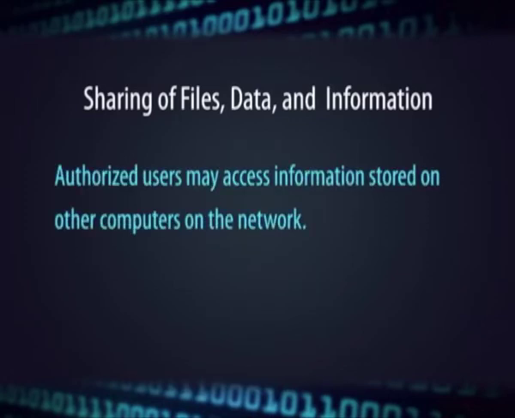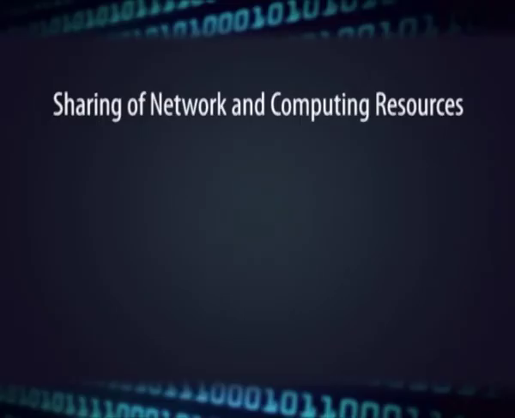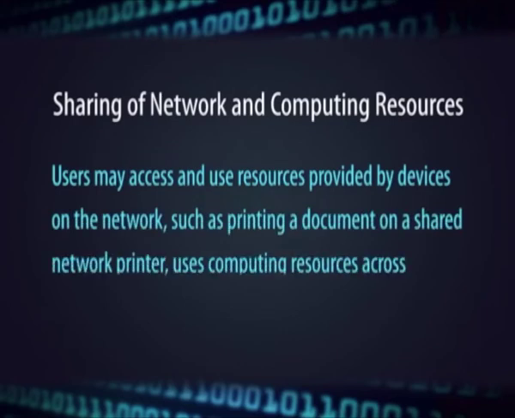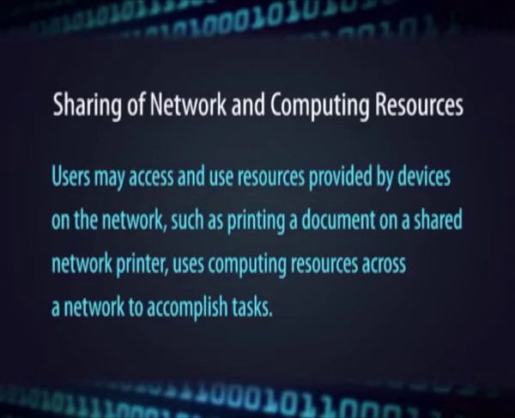2. Allows sharing of files, data and other types of information. Authorized users may access information stored on the other computers on the network. Providing access to information on shared storage devices is an important feature of many networks. 3. Allows sharing of network and computing resources. Users may access and use resources provided by devices on the network, such as printing a document on a shared network printer. Uses computing resources across a network to accomplish tasks.